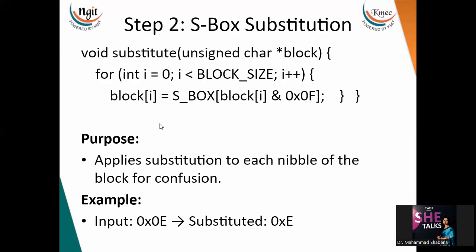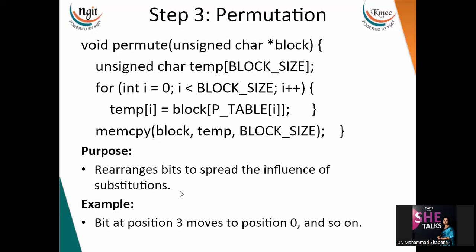This substitution function replaces the lower nibble, that is the last 4 bits of each byte in the block, using the S box. The purpose here is that it adds confusion by substituting the input with non-linear mappings. So this is an example for the S-box substitution. In step 3, we will go for permutation. This function permute rearranges the bytes of the block based on the P table, and it adds diffusion by spreading the influence of each input bit across the output.